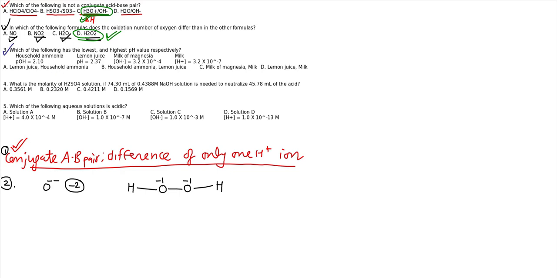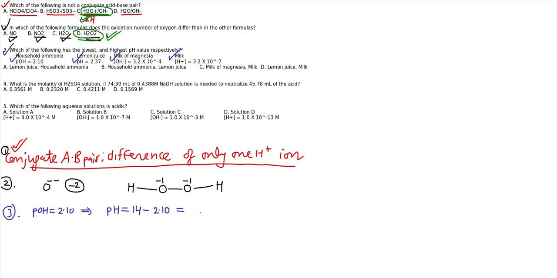The third question is: which of the following has the lowest and highest pH value respectively? We have been given 4 solutions: household ammonia, lemon juice, milk of magnesia and milk, and we have to determine the pH of each of these. The first one is household ammonia, for which the pOH is given. pOH is 2.10, so you can calculate pH, because you know the sum of pH and pOH is always 14. So pH can be calculated as 14 minus pOH, which is 2.10 here.